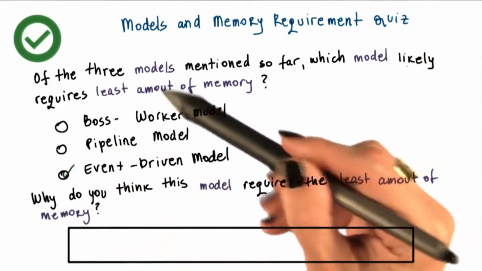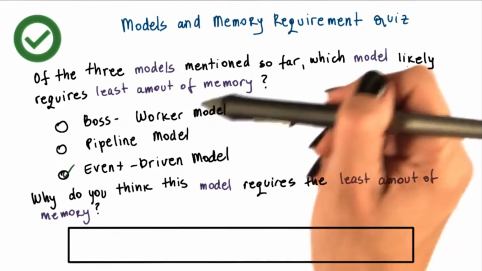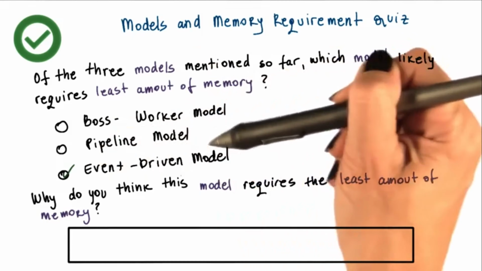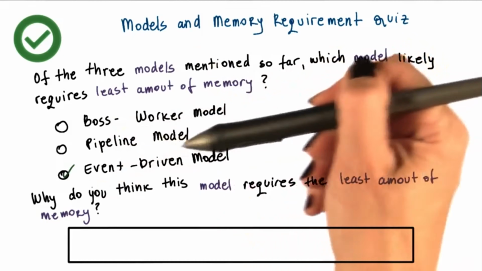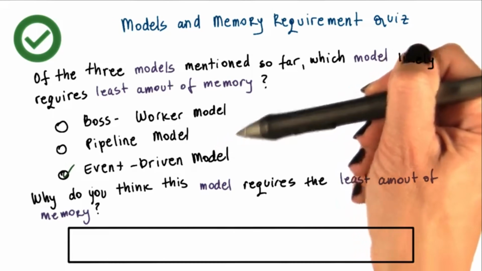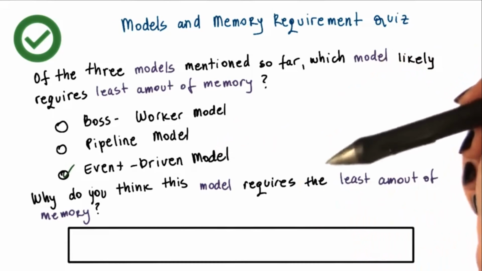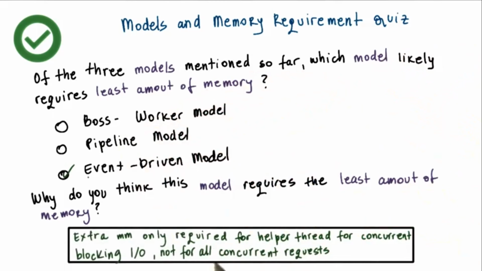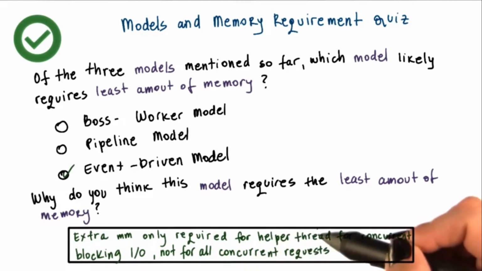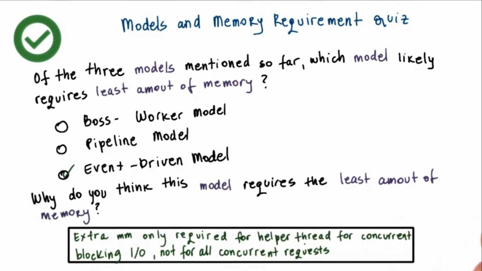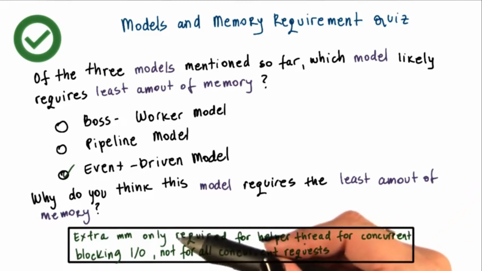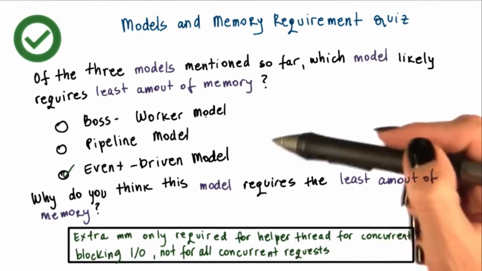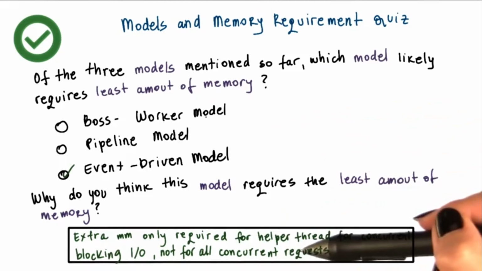Recall that in the other models, we had a separate thread for each of the requests or for each of the pipeline stages. In the event-driven model, we have handlers, which are just procedures in that address space, and the helper threads only occur for blocking I/O operations. For the event-driven model, extra memory is required only for the helper threads that are associated with concurrent blocking I/O calls. In the boss-worker model, extra memory will be required for threads for all concurrent requests.